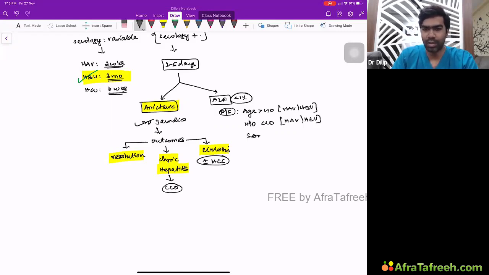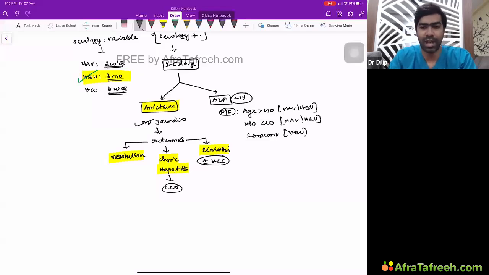So what do you mean by seroconversion? Seroconversion happens in patients with hepatitis B virus, where patients will have hepatitis B E antigen positivity. Later on, they will become hepatitis B E antigen negative. During that time, there is a risk of developing acute liver failure, which we'll be discussing subsequently.